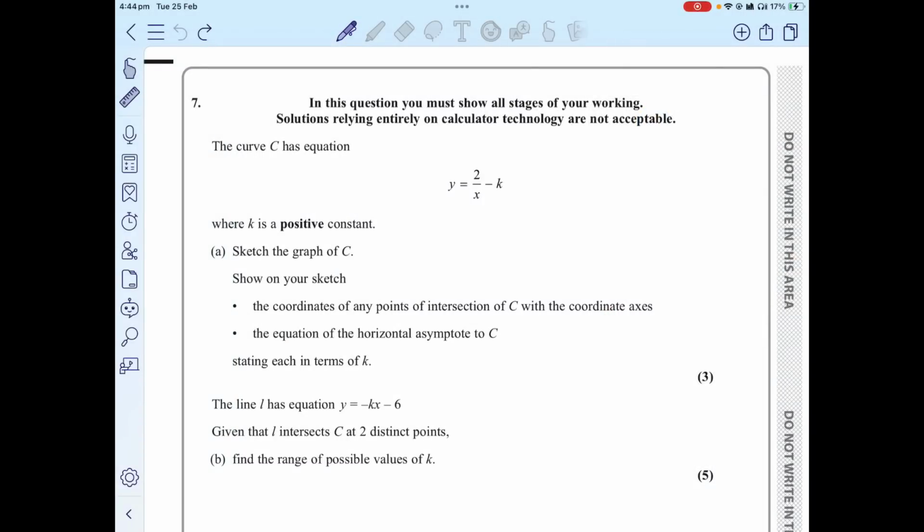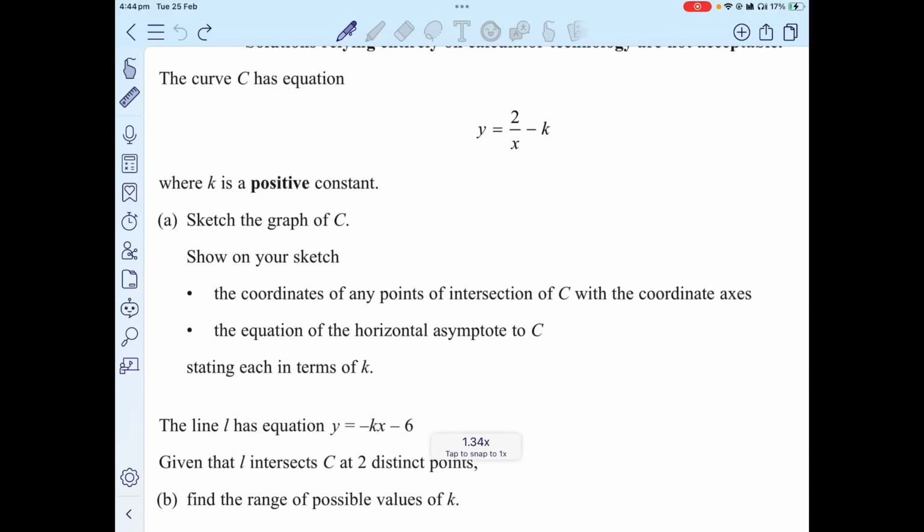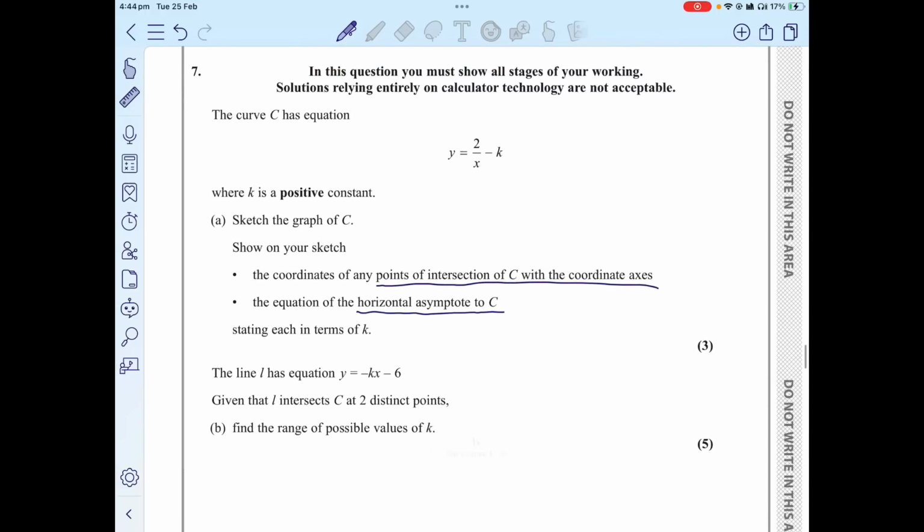The question number 7 says the curve C has an equation y is equal to 2 over x minus k, where k is a positive constant. Sketch the graph of C. On your sketch, show the coordinates of any points of intersection of C with the coordinate axes and the equation of the horizontal asymptote to C, stating each in terms of k.